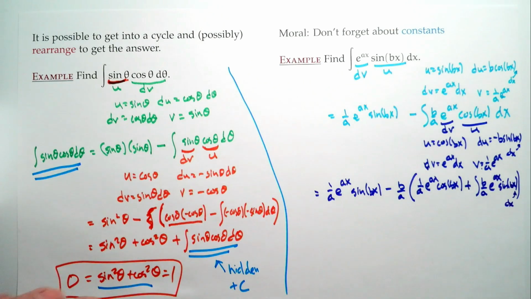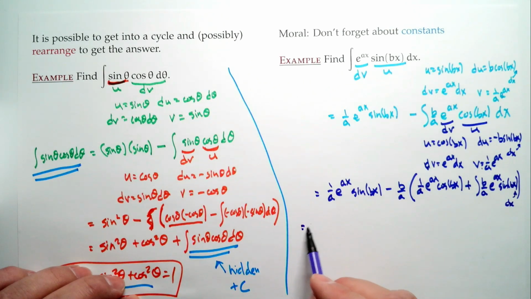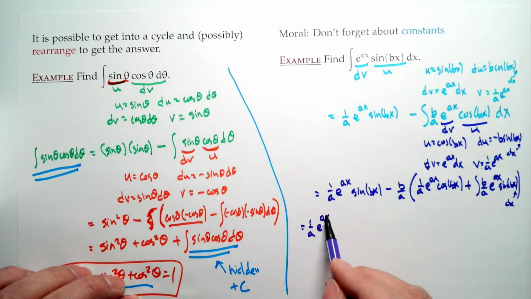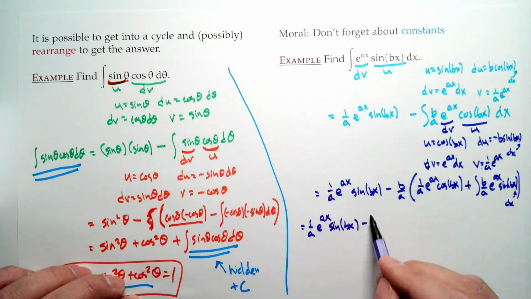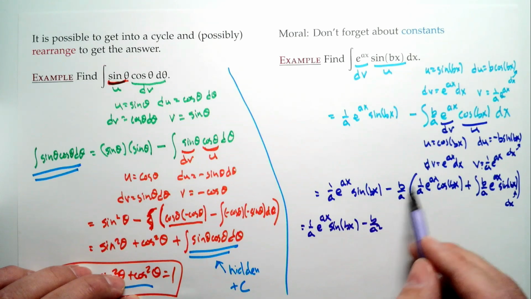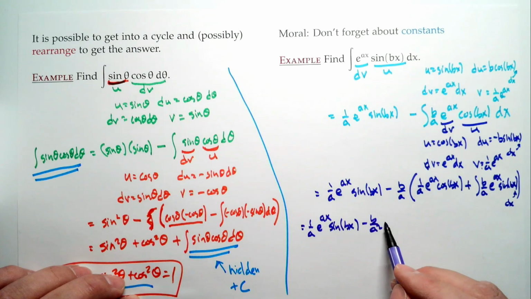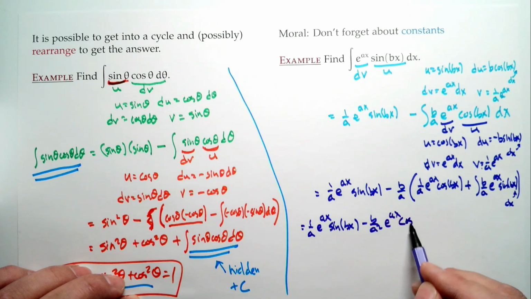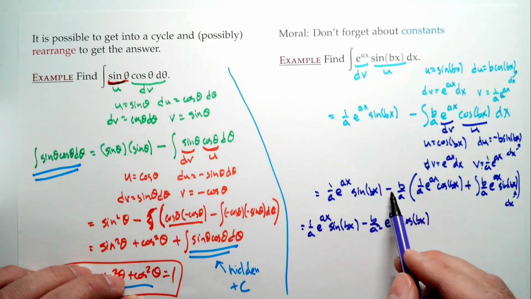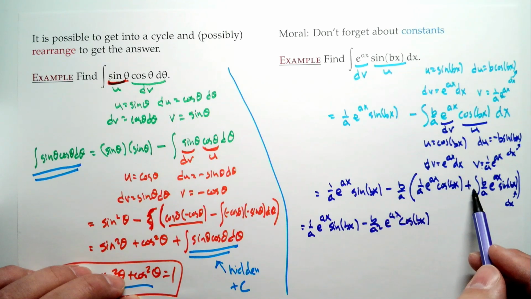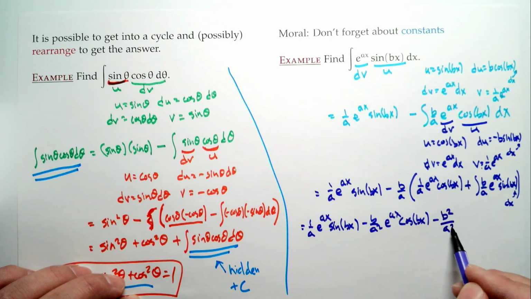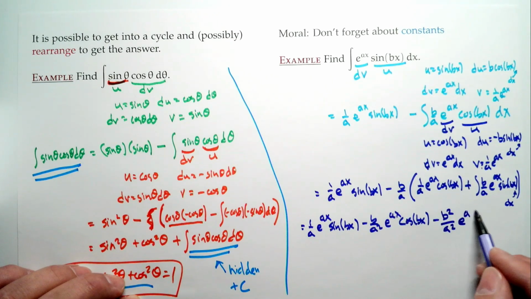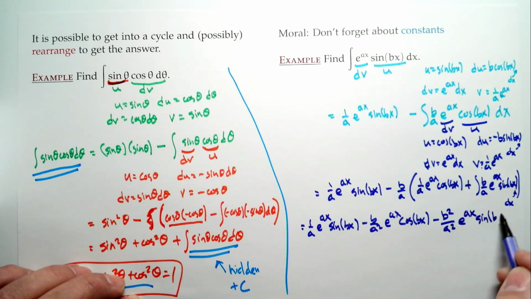All right. Now, at this point, this becomes 1 over a e to the ax sine of bx here, minus b over a squared, because I can multiply the b over a times 1 over a, e to the ax cosine bx, minus times b over a is minus b squared over a squared, the integral of e to the ax sine of bx dx.